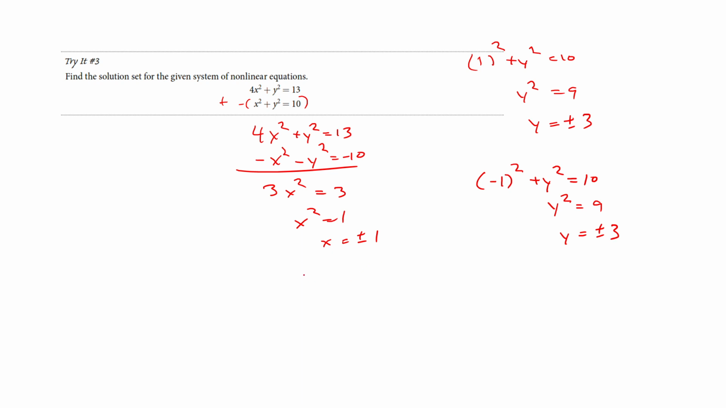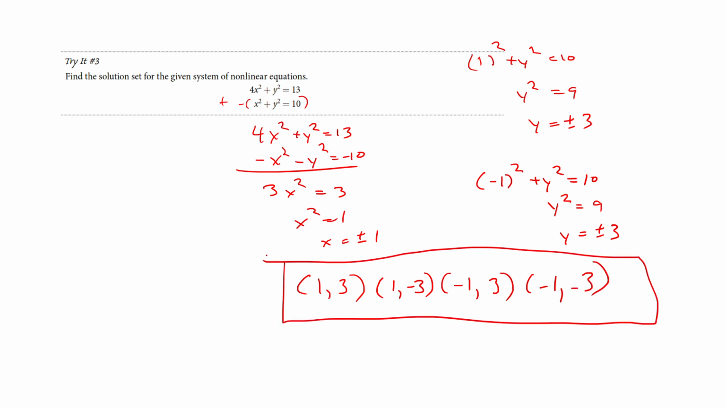Okay, so here are the different combinations. We have plus or minus 1 and plus or minus 3. So it could be 1 and 3. Could be 1 and -3. Could be -1 and 3. Could be -1 and -3. And there are our 4 possible solutions. So the ellipse and the circle must intersect at 4 different spots.